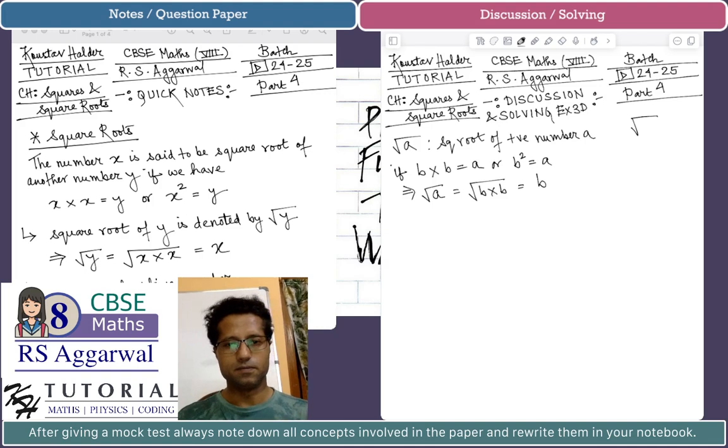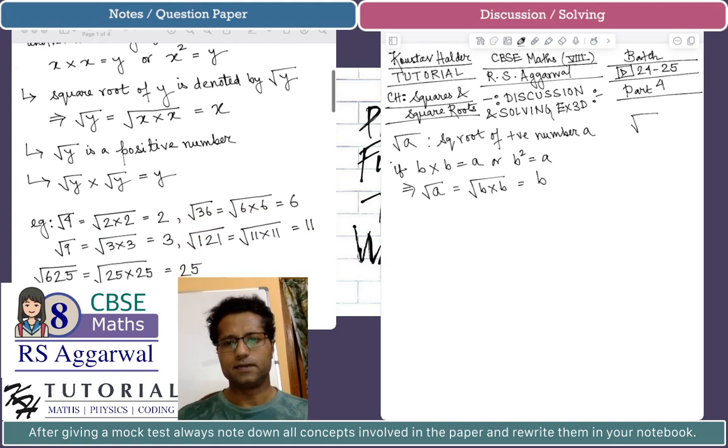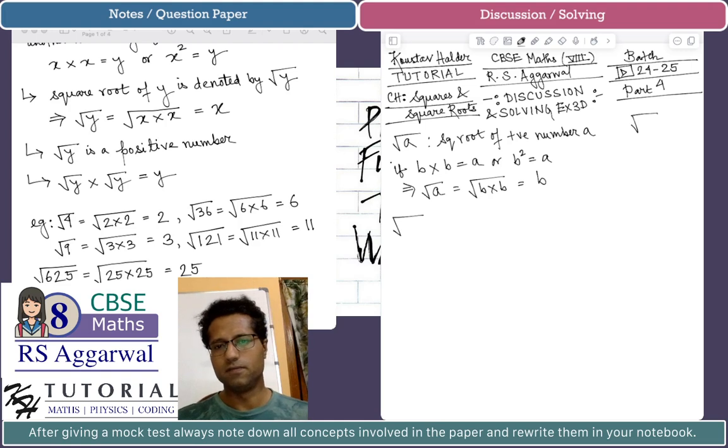Now also you can see some very small results. If a is a positive number, then the square root of a, if I multiply again with the square root of a, then I get a back.